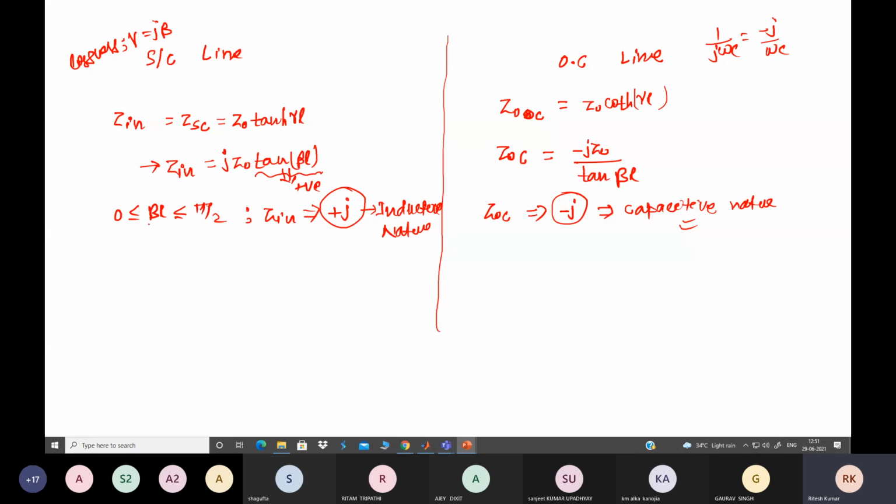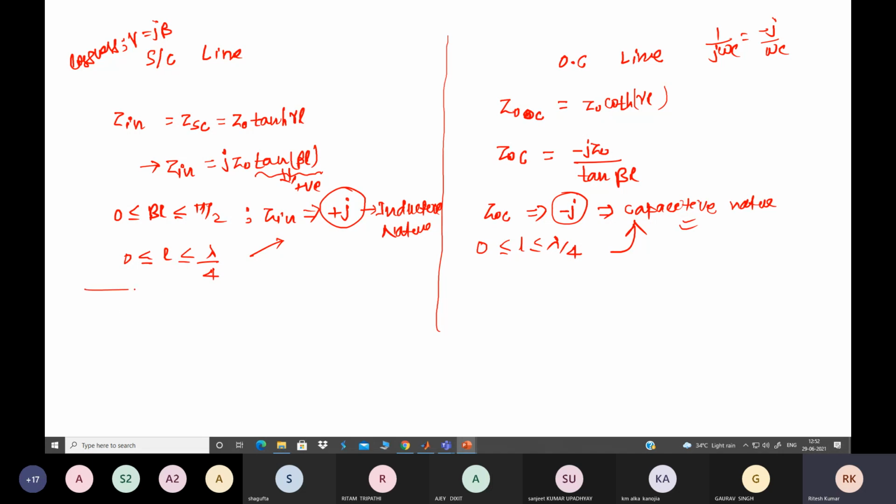Now beta L from 0 to pi by 2 means what? In terms of length L, beta L is equal to pi by 2 for length lambda by 4. So we can say when the length is between 0 and lambda by 4, for the short circuit we have this inductive behavior. And here also, when the length of the transmission line is between 0 and lambda by 4, it will be of capacitive nature.